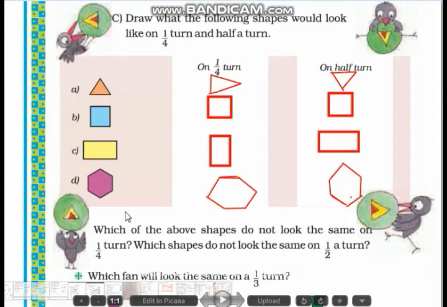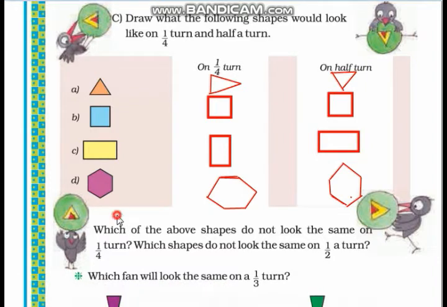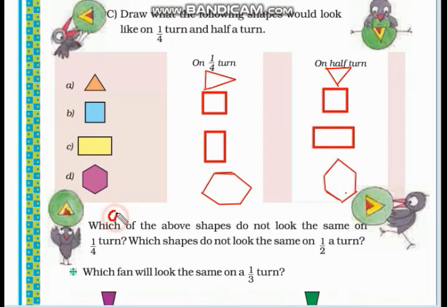So for this answer we can write here shape A, then C and D. So shape A, C and D do not look the same on a 1/4 turn. And here only shape A does not look the same on a half turn.